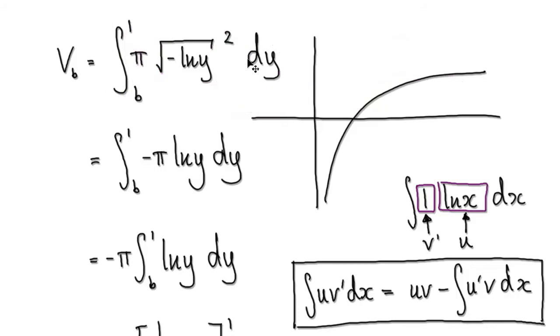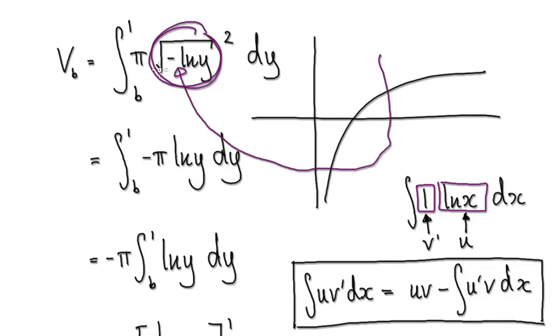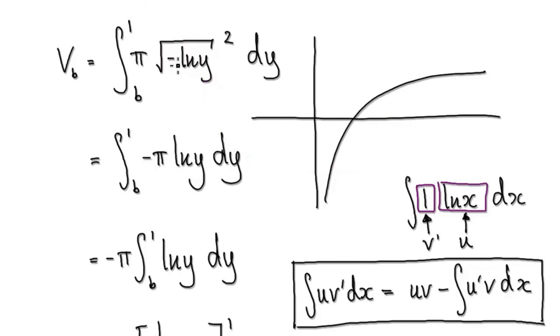Okay, but then you might feel uneasy looking at this negative here. You're square rooting a negative, so this might look uneasy. I will explain why it makes sense in the next video.